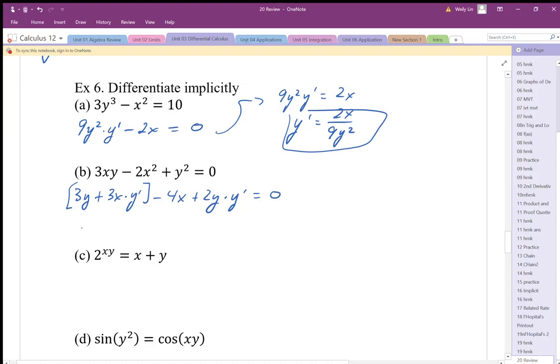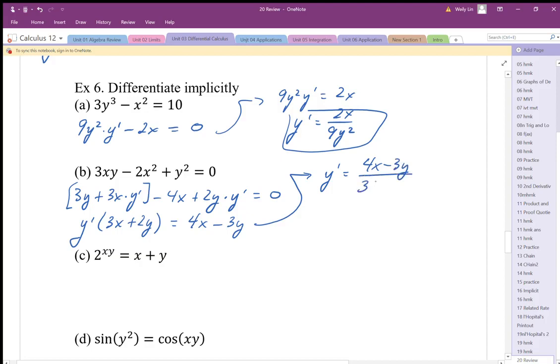It's implied we solve for y prime, so I'm going to group my y prime terms. So it's going to be 3x plus 2y and factor out the y prime. Everything else goes to the other side, so the negative 4x becomes positive 4x on the other side, 3y is minus 3y. Isolate the y prime. I end up with 4x minus 3y, all divided by 3x plus 2y. Okay, so there is my implicit derivative.